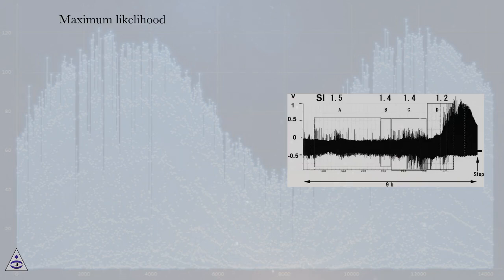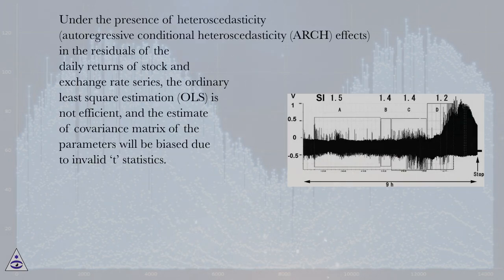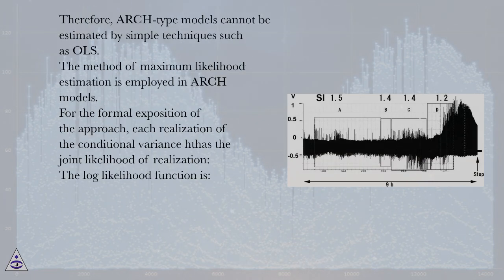Maximum likelihood. Under the presence of heteroscedasticity, autoregressive conditional heteroscedasticity (ARCH) effects, in the residuals of the daily returns of stock and exchange rate series, the ordinary least squares (OLS) estimation is not efficient, and the estimate of the covariance matrix of the parameters will be biased due to invalid t-statistics. Therefore, ARCH-type models cannot be estimated by simple techniques such as OLS.